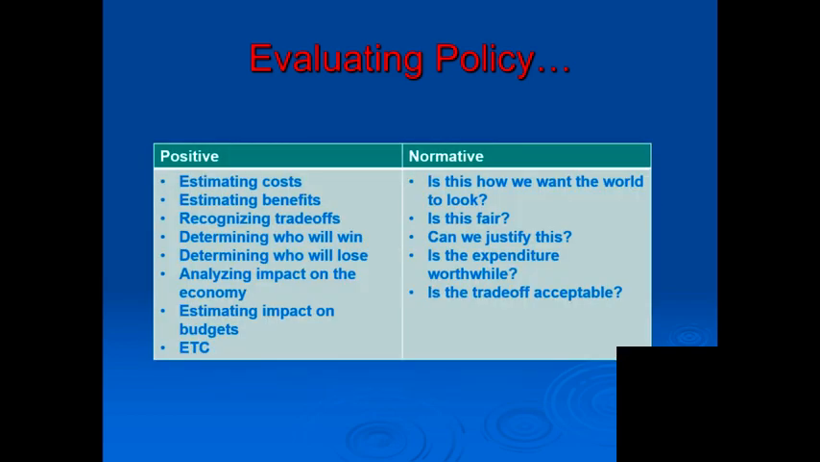So to summarize then, on the left, some things that would be positive: estimating costs, estimating benefits, recognizing trade-offs, determining who will win, determining who will lose, analyzing the impact on the economy, estimating the impact on budgets. You guys get the idea. They're all applying this theory, estimating this, analyzing that, determining, calculating. Where on the right, we've got normative type questions. Is this how we want the world to look? Is this fair? Can we justify this? Is the expenditure worthwhile? Is the trade-off acceptable?